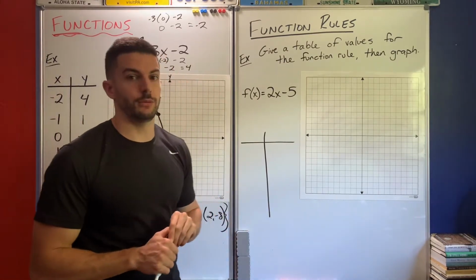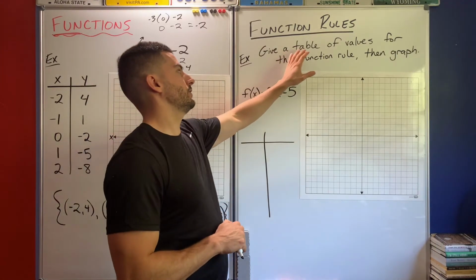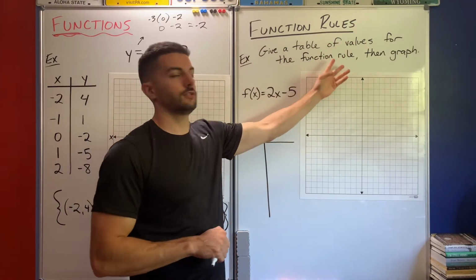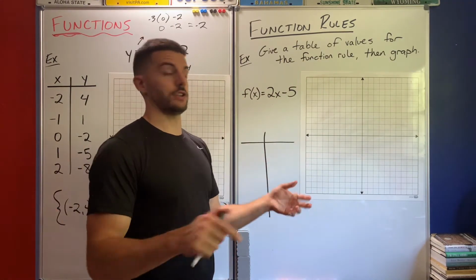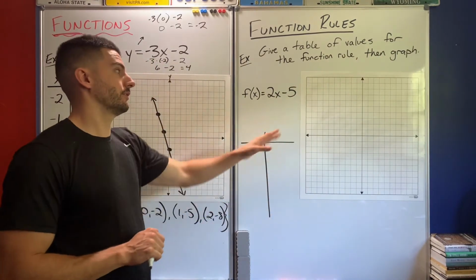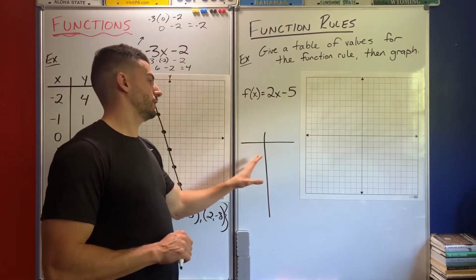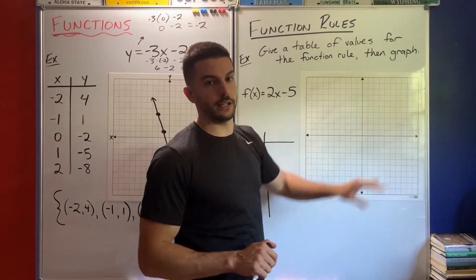Let's do example number 2 here. Okay, so the directions, I listed the directions here. It says give a table of values for the function rule, which is just this. Again, function rule just means the equation that it gives, and then graph it. Okay, so in this one, we're given the equation or the function rule, and I make a table of values, and then I take those table of values and I graph it.